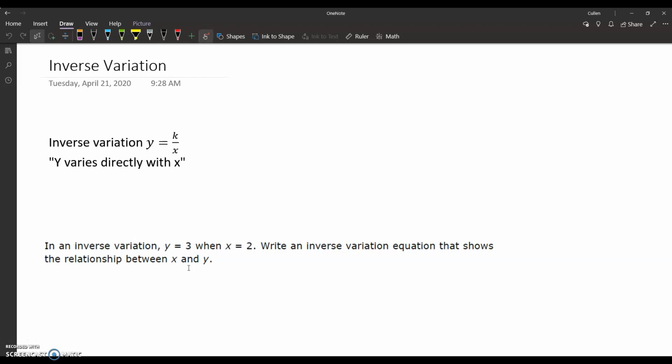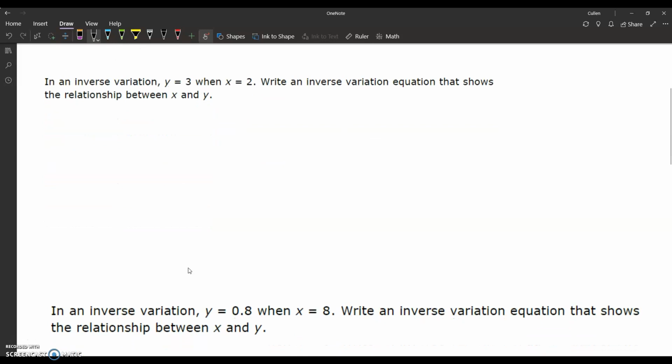As I'm sure you can see here, your equation, instead of being y equals k times x, that was the direct variation equation that showed the relationship between those two variables, inverse variation is y equals k over x. I tried to write here how to pronounce it, and apparently I made a mistake. It would not be y varies directly with x. For this, you would say y varies inversely with x. So that word should be inversely. Don't pay attention to that, but do pay attention to the rest of the stuff we're going to do.